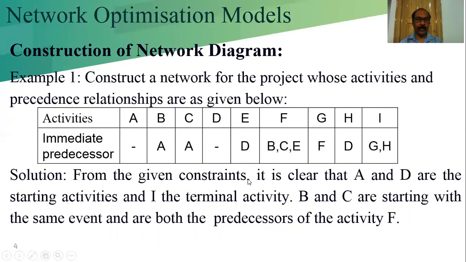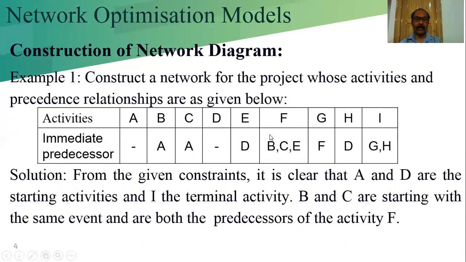From the given constraints, that means these relations are given, predecessor and the current activity, that relation we can consider as a constraint. That means the condition given is known as the constraint. It is clear that A and D are the starting activities and I the terminal activity. B and C are starting with the same event and are both the predecessors of the activity F. F is the activity whose predecessor is B and C.